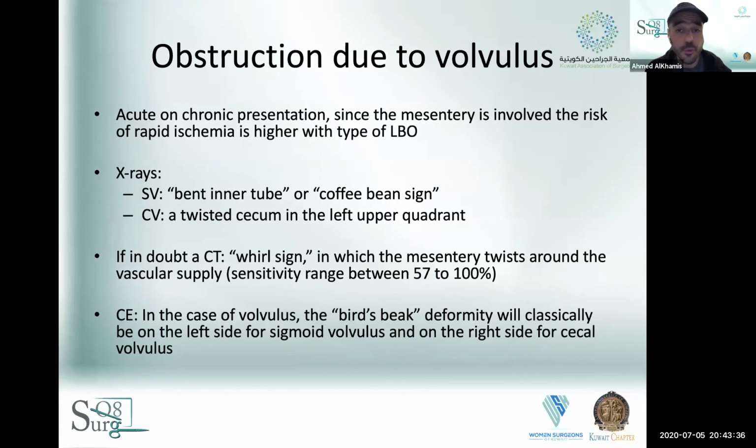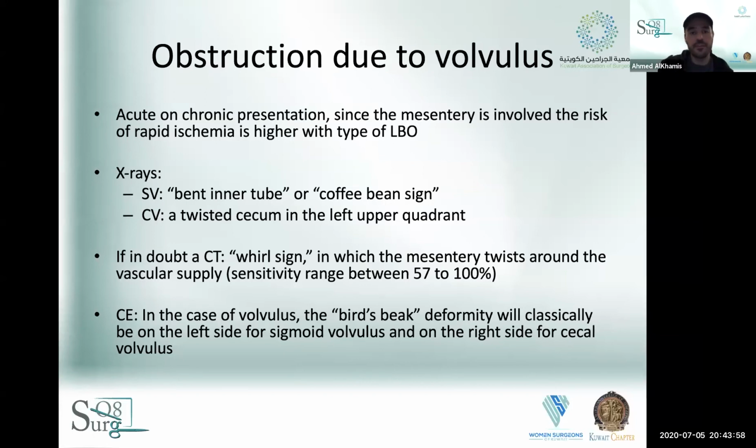So acute presentation: you have a twist, the mesentery is twisted, you're going to have ischemia, and then you're going to have necrotic bowel potentially if you don't help the patient. Now for sigmoid volvulus, you're going to have the bent inner tube or the coffee bean sign. We'll have a picture soon, so don't worry. And the cecal volvulus is the twisted cecum in the left upper quadrant. It's just opposite each other.